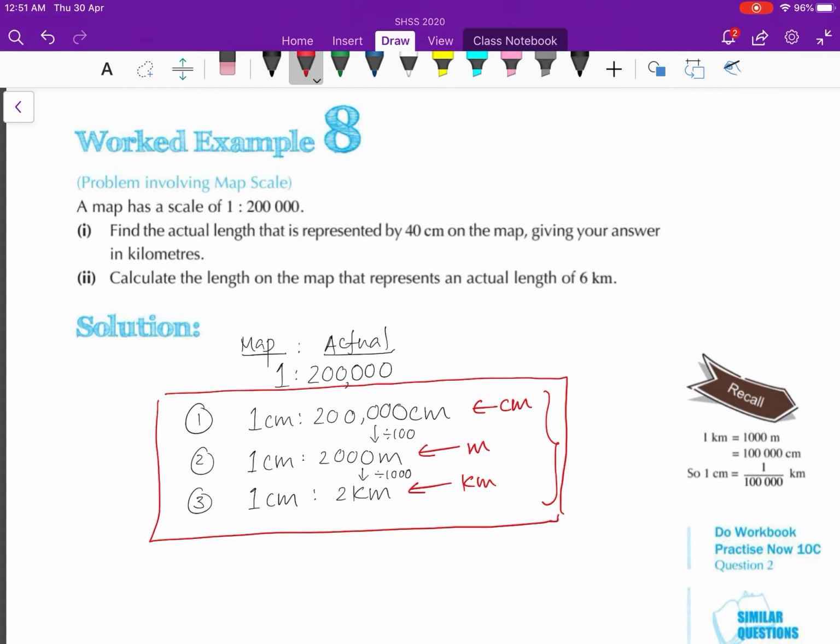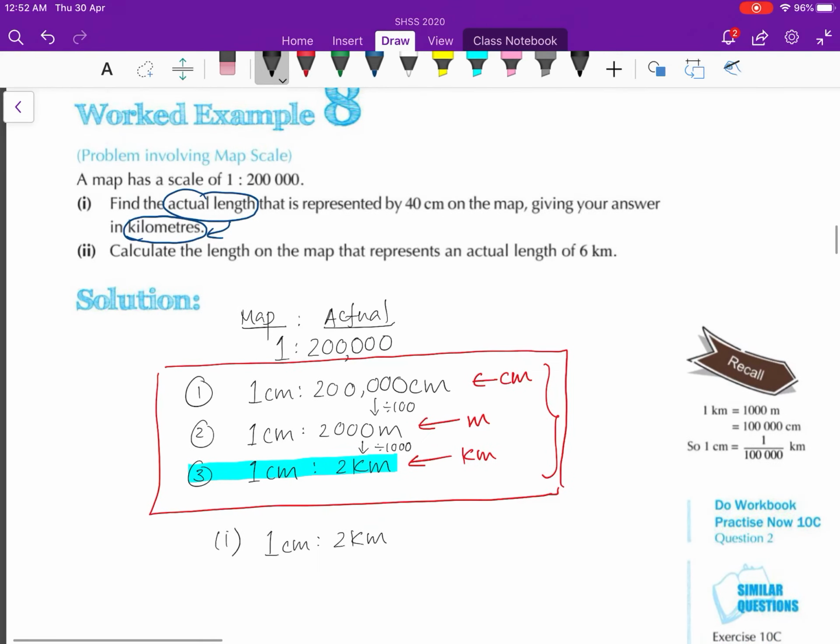Part 1. Find the actual length that is represented by 40 cm on the map, giving your answers in kilometers. So they want the actual length in kilometers. If you look at 1, 2, and 3, which one of the following gives the actual length in kilometers? You look carefully. The third one is the one that gives you actual length in kilometers. So we are going to do that. So we're going to use 1 cm is to 2 km. That is part 1.